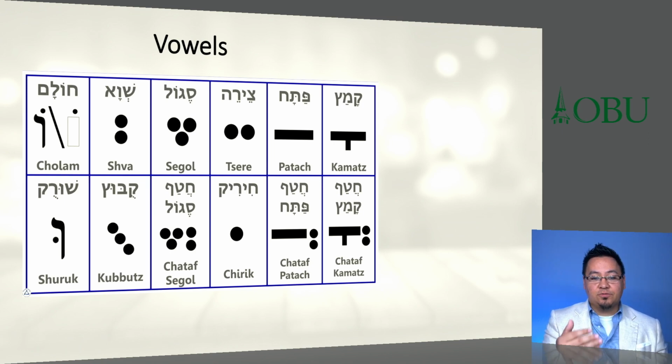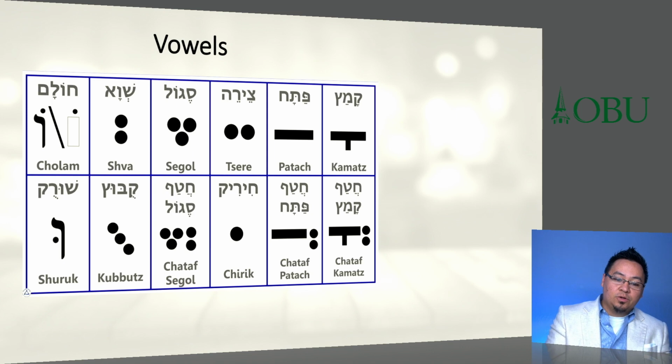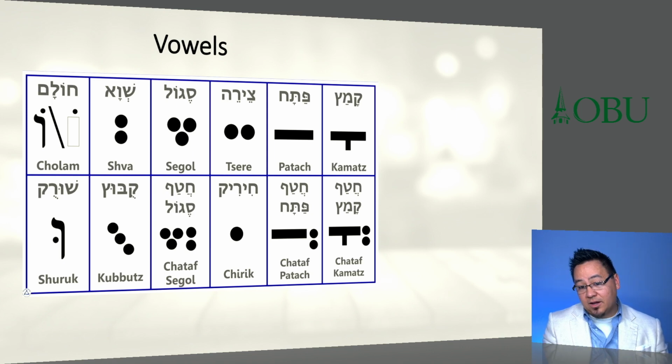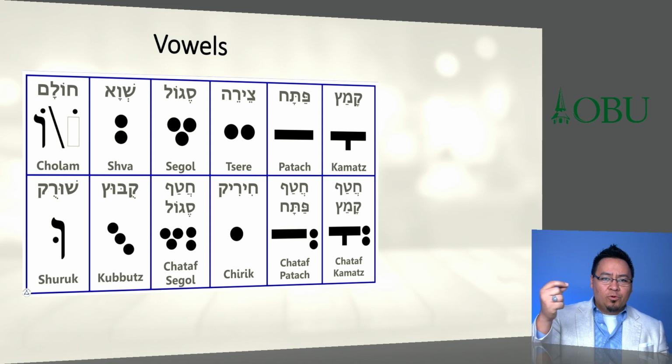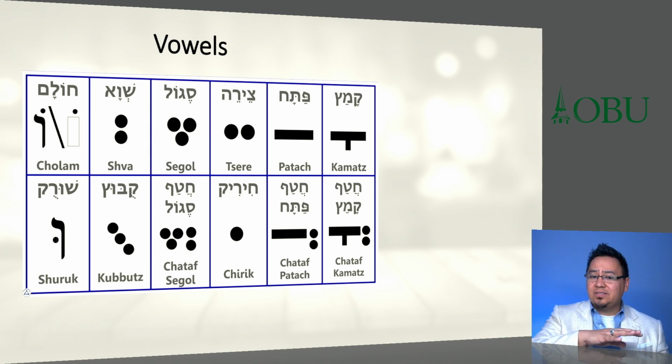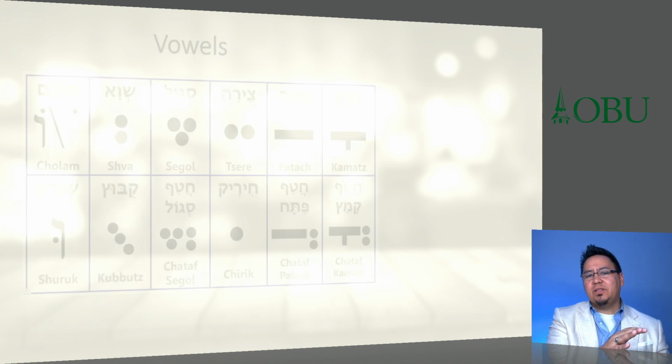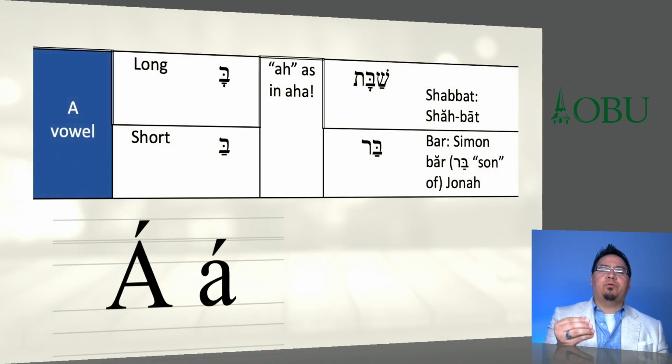So you have the Cholam, the Shva, the Segol, the Tsere, the Patach, the Kametz, the Shuruk, the Kubutz. You have the Chataf Segol, the Chirik, the Chataf Patach, and also the Chataf Kamatz. These different points will fall under the three different letters that we have of the A, the I, and the U type of sound. And so let's skip over and not really worry about the names of the vowels, but let's jump straight into how they are pronounced, how they sound, and what it would look like in a word.